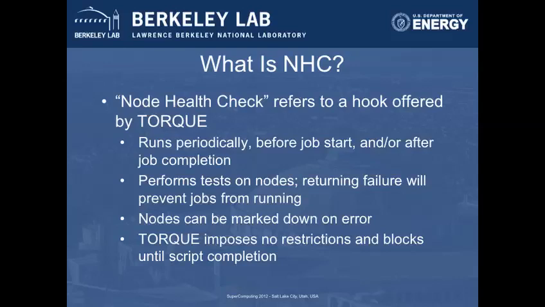Node Health Check was something that was referred to as a hook off of Torque. It was something that can run before jobs start, something that can run after a job has completed. It performs things to check for failure of nodes, so it can offline a node in PBS and make sure that jobs did not run if there were certain things that you were checking for that would prevent the node from being healthy. So one of the things we noticed is that Torque imposed no restrictions and blocks until script completion. So it basically would run and wait until everything was completely finished before it would release it.